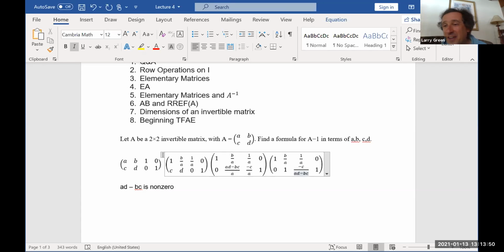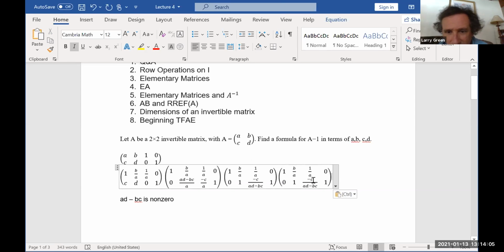And I guess I should say the next step, not the last step, because there's actually another step. So we're going to multiply by negative B over A and add. So let's do that. Let's copy and paste. The bottom row stays the same. The top row, the 1 stays a 1. The B over A becomes a 0. That's the whole point, right?